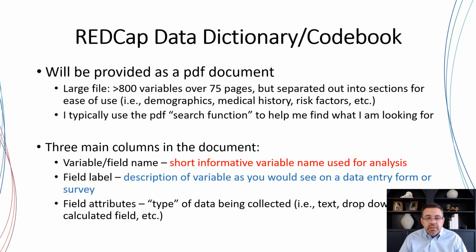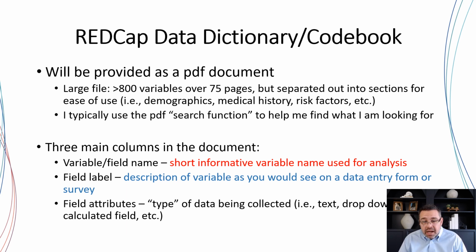The good news is that those pages are separated out into sections that increase the ease of use. So, there'll be sections on, let's say, demographics, on things like medical history, on things like risk factors. So if you know what you're looking for, you can move to those subheadings and operate through the document in a more efficient way.